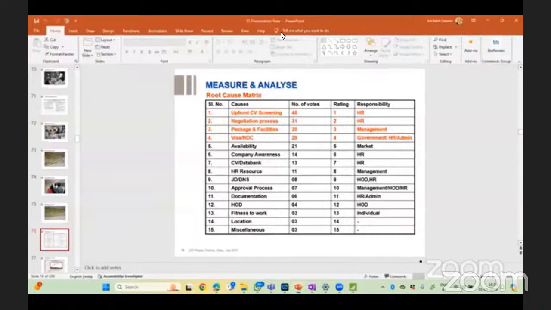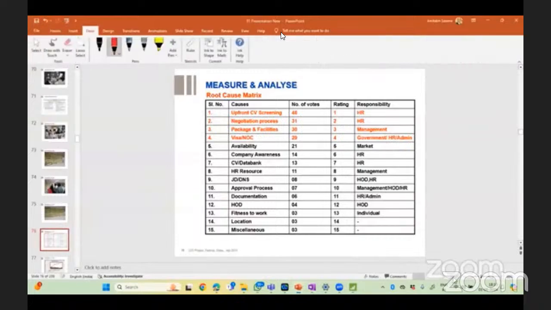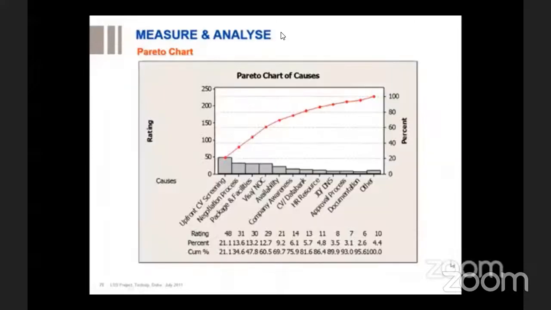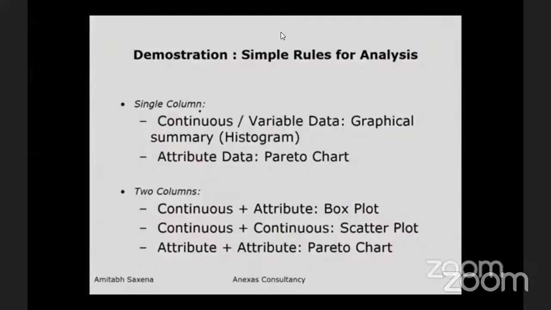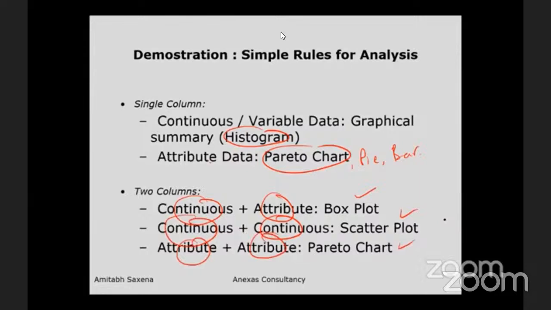Now once we have got the root causes, we take actions on those root causes. Just to summarize, when we are dealing with continuous data, I did a histogram. When I was dealing with attribute data, I did a Pareto chart. You saw that reasons for attribute data, right? Or I can do a pie chart, or a bar chart also. When it is continuous and attribute data, I did a box plot. When it is continuous and continuous data, I did a scatter plot. When it's attribute and attribute data, I can do a Pareto chart. So now you can analyze all types of data.